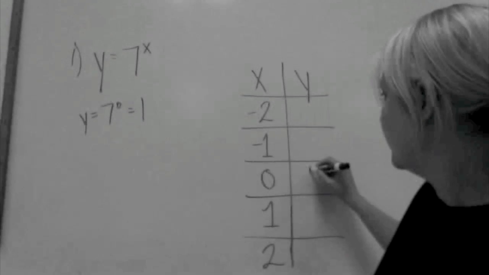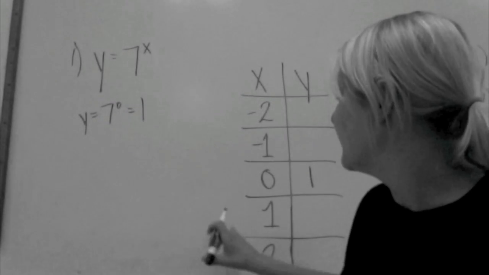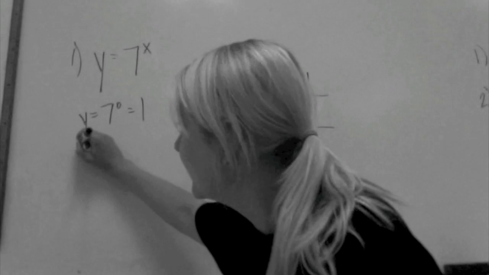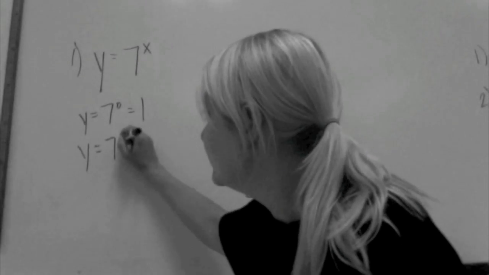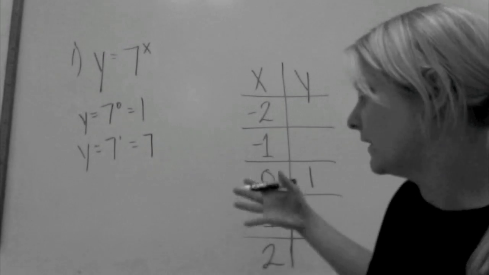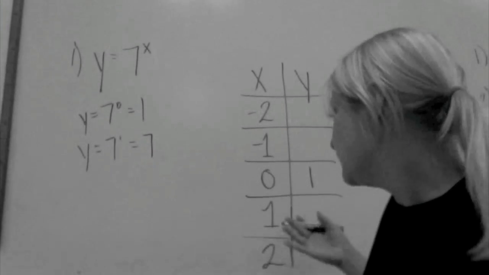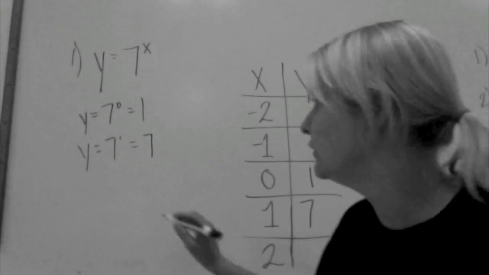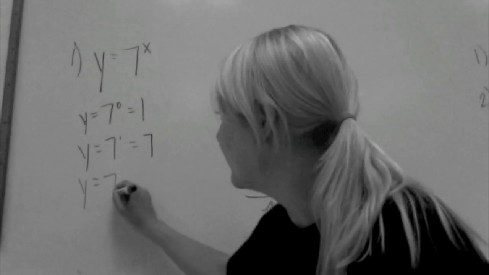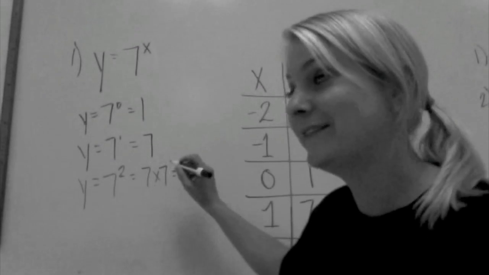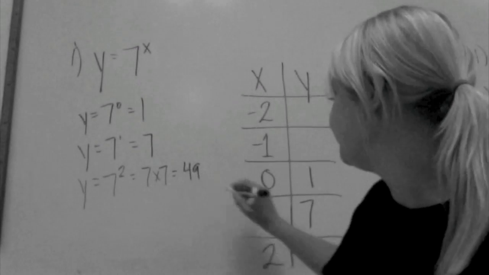So when x is 0, y is 1. We're going to substitute 1 in for x. So we get y equals 7 to the power of 1, which equals 7. 7 times itself just once is 7. And then when our x value is 2, we get y equals 7 to the power of 2, which you can think of as 7 times 7, which is 49.